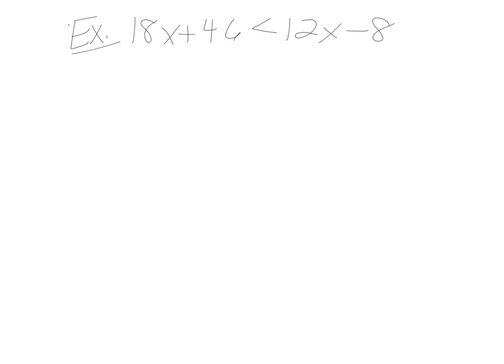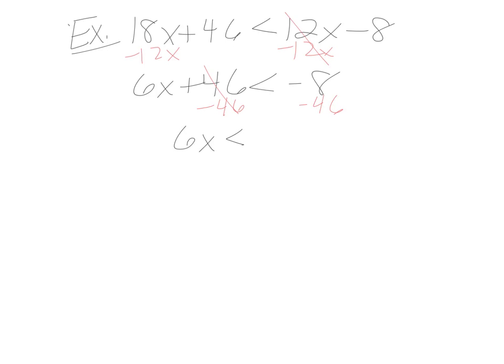Now we're going to solve 18x plus 46 is less than 12x minus 8. Let's get our x's together, so we'll subtract 12x. 6x plus 46 is less than -8. Now subtract the 46. 6x is less than -54, and divide by 6. I'm not dividing by a negative, so my symbol just stays the same. And x is less than -9.